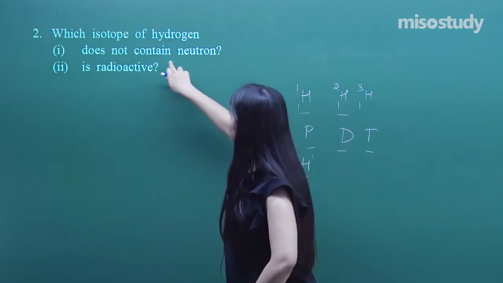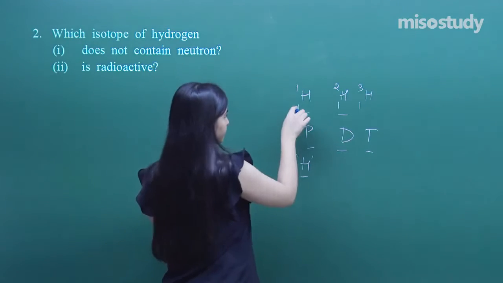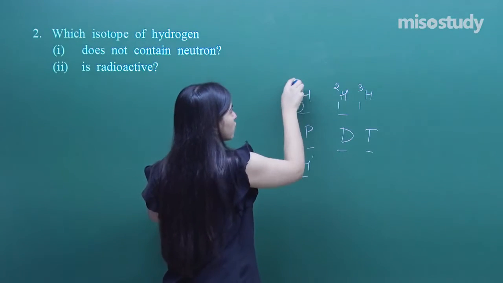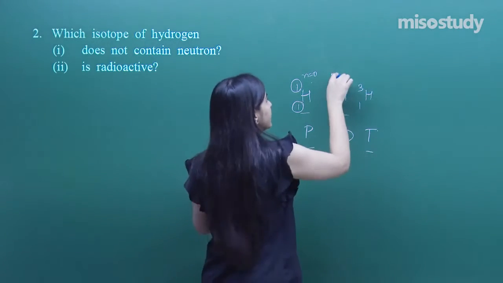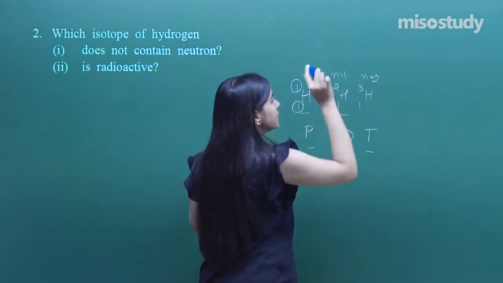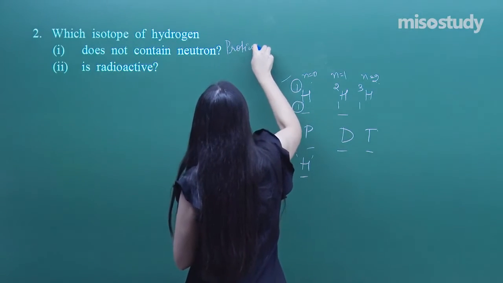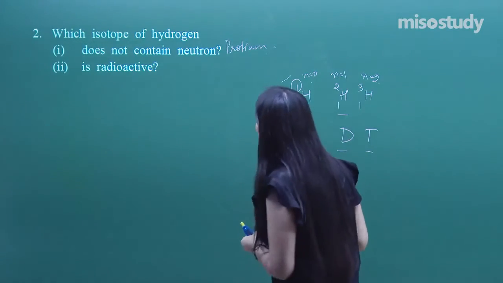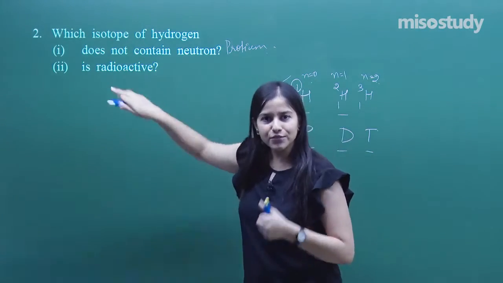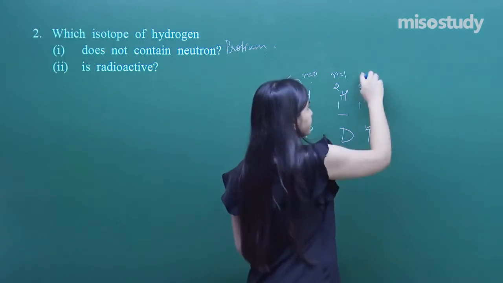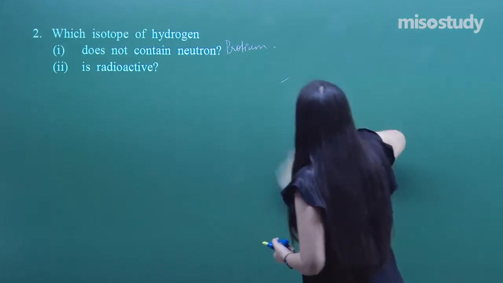And they are asking which of them does not contain any neutron? See here, if there is one electron, there must be one proton, then the neutron will be 0 over here, right? Over here neutron 1, over here neutron 2, clear? And I know my answer, that is protium. So don't just write hydrogen but write protium, it would be appropriate. Which one is radioactive? You know it's tritium, right? Clear? Okay, let's move on further then.